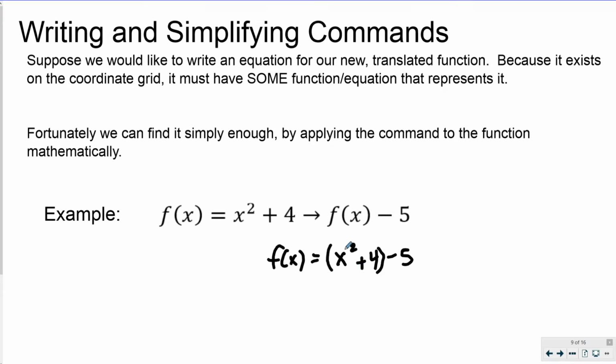So now I'm going to go ahead and combine any like terms or do any distributing that I can. I can't do any distributing, but I can definitely do x to the second, and then 4 minus 5 is negative 1. So in order to represent a graph that has been translated down 5 of x squared plus 4, I would need to use the function x squared minus 1.